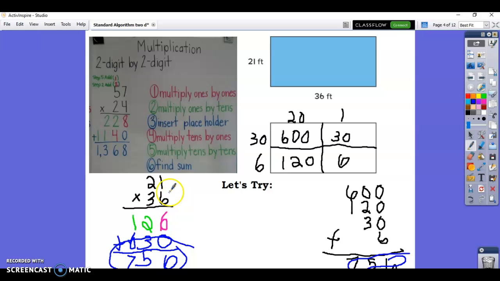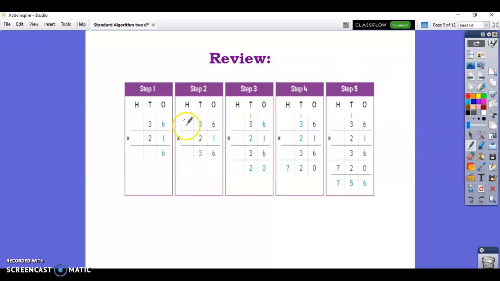So go ahead. If I went too fast on this, make sure that you do the standard algorithm just to make sure that you have those steps written in your journal. Okay, here is the review of the steps. So again, ones by ones, 6, ones by tens, 36. Then we put our 0, and then we did our tens by ones for 12, regroup and carry. And then we go 3 by 2, which is 6, and with the carried 1, tens for 7. And then you add them up, 756 for your total.